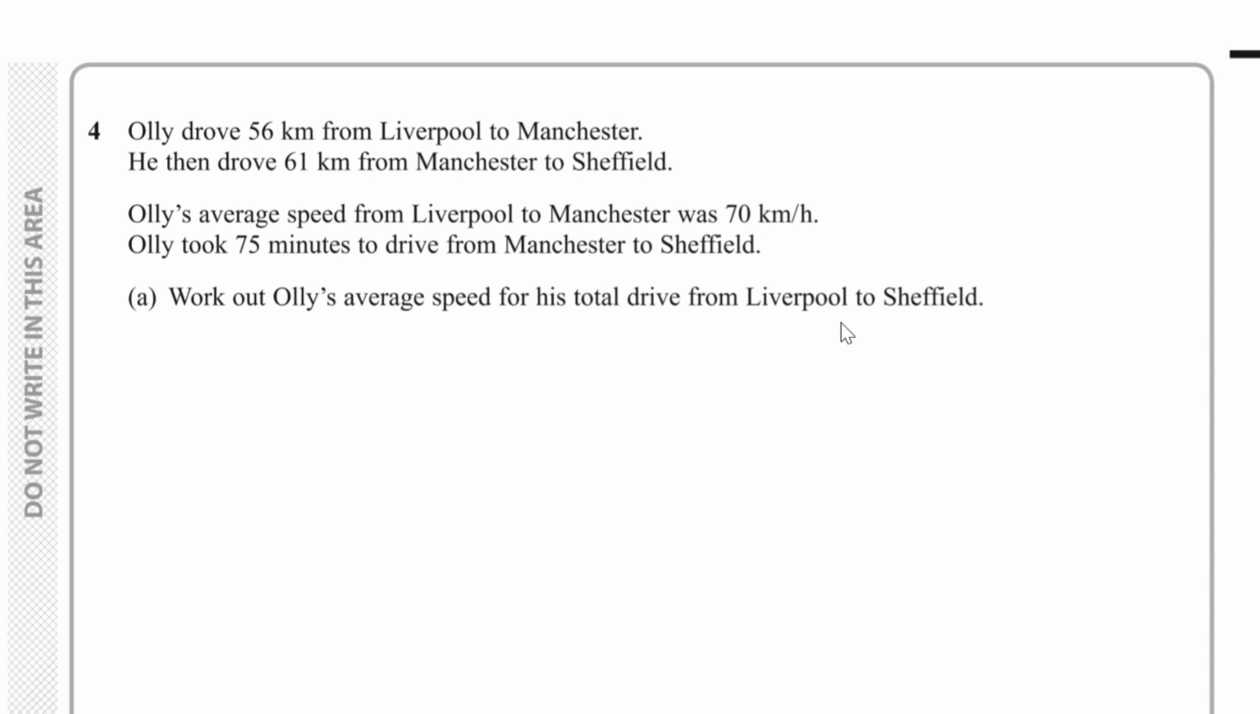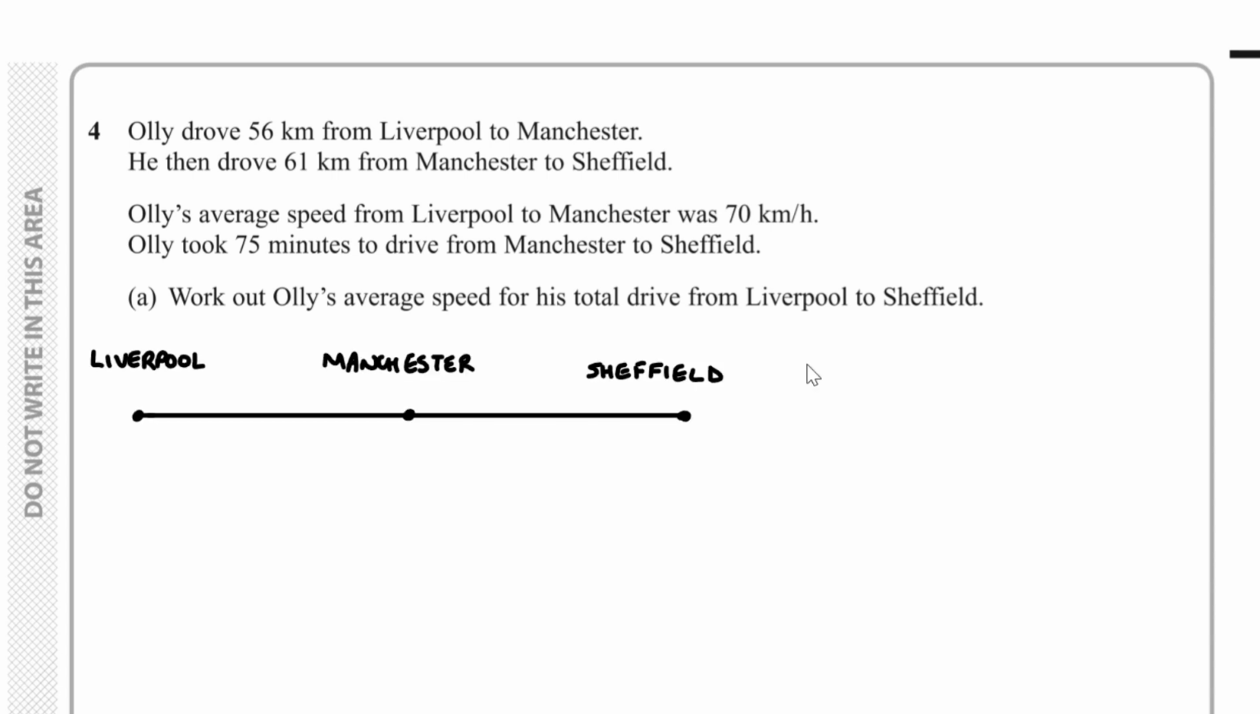Well, I think the best way to do this question is through a diagram to help illustrate what we know already. So here you can see we've got Liverpool, Manchester and Sheffield. Now, the distance between Liverpool and Manchester, that's 56 kilometres. So here we've got 56 kilometres. And then from Manchester to Sheffield, we've got 61 kilometres.